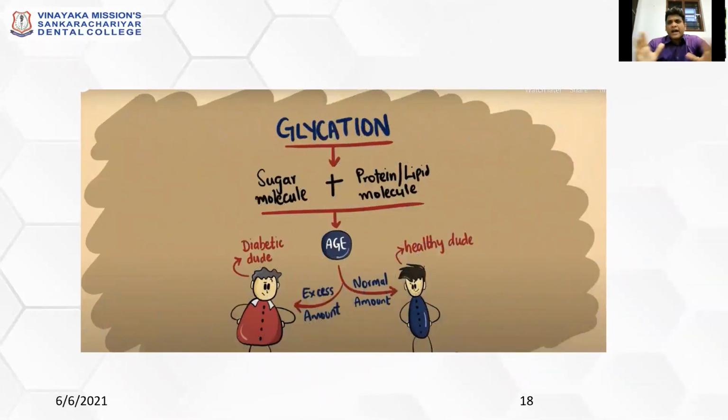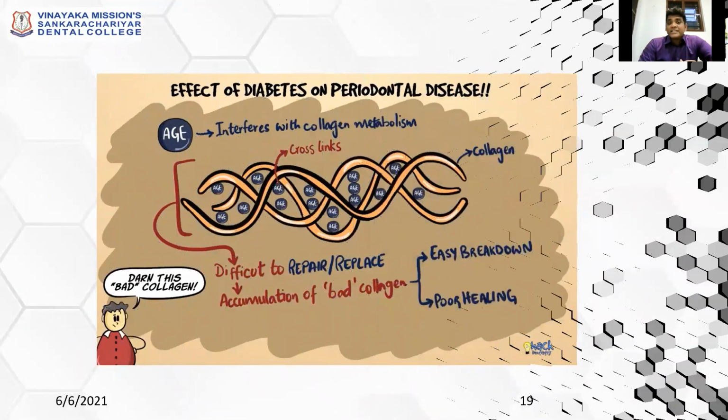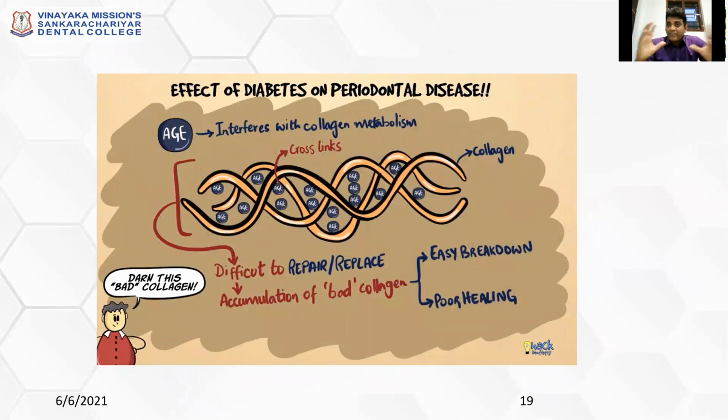To add on, as you all know, when the blood glucose level increases, the glucose molecule will adhere to protein and lipid in the form of advanced glycated end products. Normally these are present in normal people, but in a person with diabetes and a hyperglycemic patient, if the glycemic control is poor, these AGEs will be in greater amount, and that will interfere in collagen metabolism. So an impaired or defective collagen will be formed, which will be easily broken down and leads to poor healing.